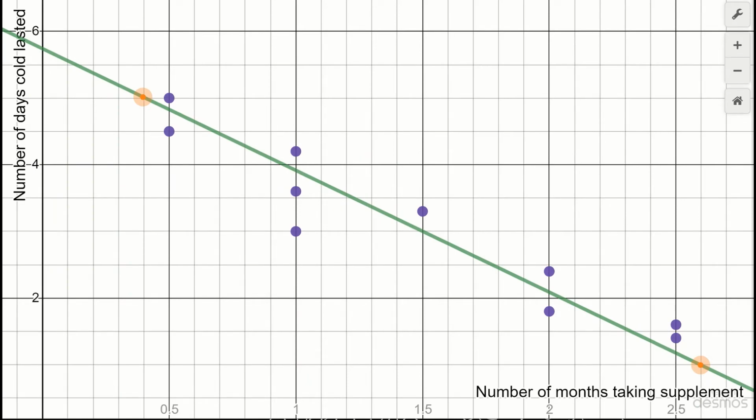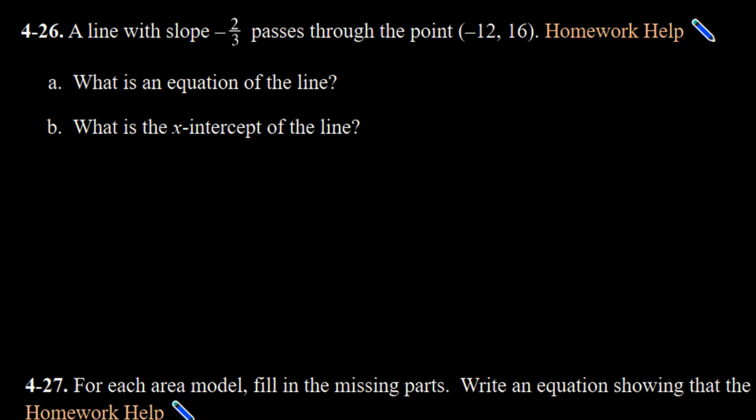If you don't take the medication, or if you're not taking this supplement, you can expect the cold to last about 5 3/4 days. Wow, 25 was certainly worth the price of admission here.